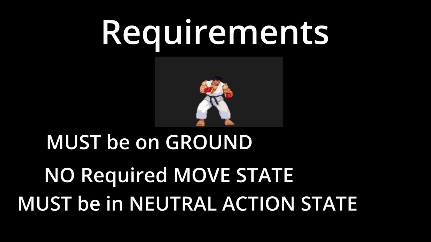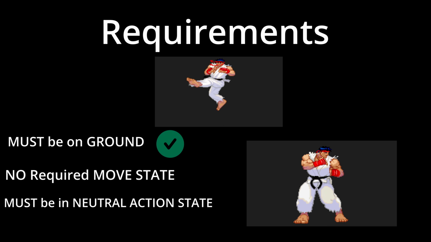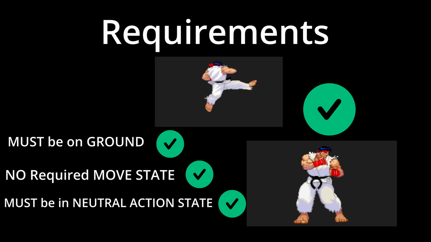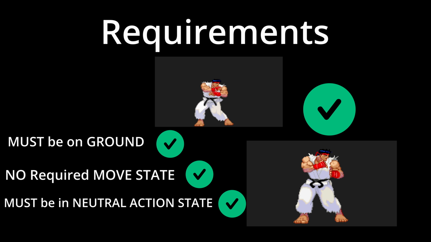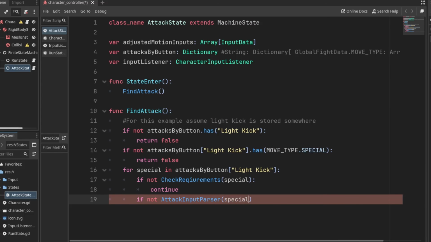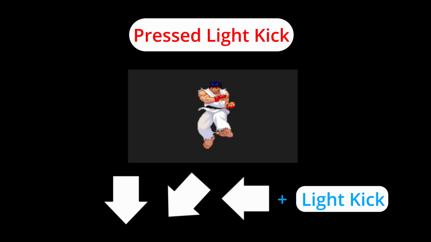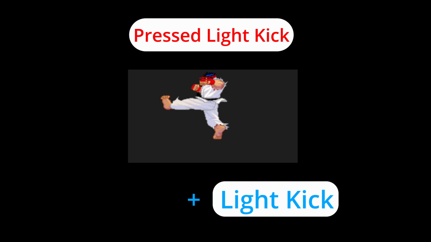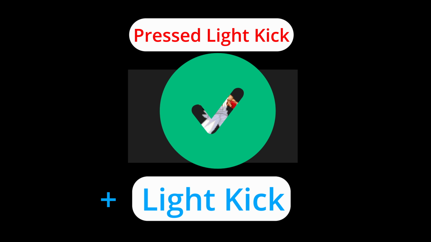If these things don't align, then the move won't come out. If all of that is passed and the move continues through the loop, then we get back to inputs. The first thing we have to do related to inputs is determine whether or not the attack button that was pressed aligns with the current move we're looping through. In this move's case, we're checking to see if light kick was pressed. This is based on the move's final button in its button combination.